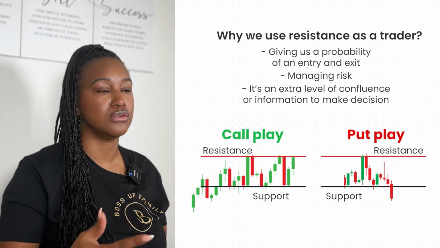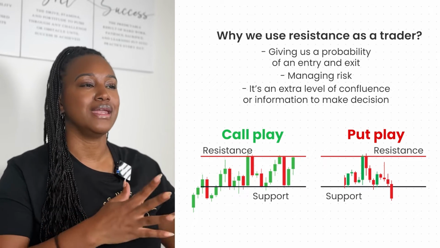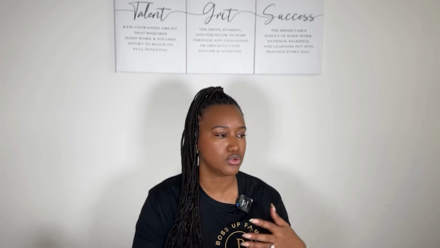Last but not least, the third, and I would say the most important reason why traders use support and resistance, it's an extra level of confluence or information that we use to make informed decisions on entering and exiting trades, right? Because at the end of the day, we don't have a crystal ball. We do not have a fortune teller that's going to tell us, yay, price is going this way, price is going that way. All we can use is our analysis and these particular tools that we have as traders to make the best decision on entering and exiting trades.